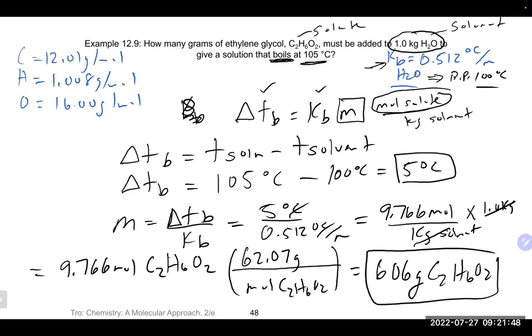Any questions on that calculation there? So again, the important part is this relationship here and understanding that this number is the actual temperature of the solution where it boils, and not the change in boiling point. Any questions on that one there?